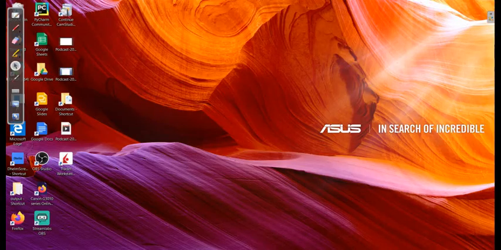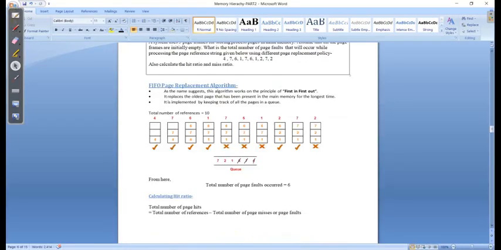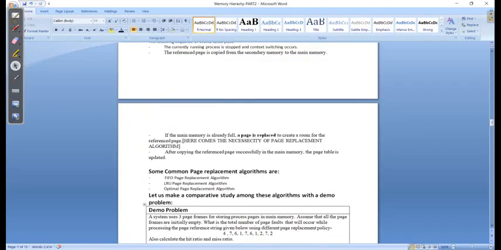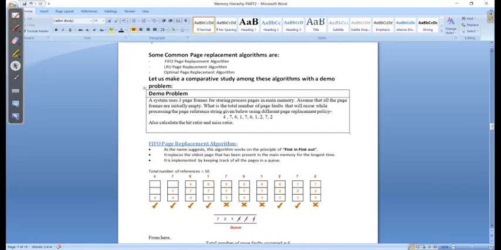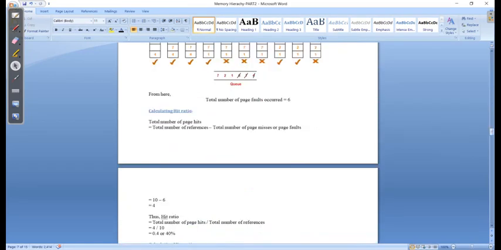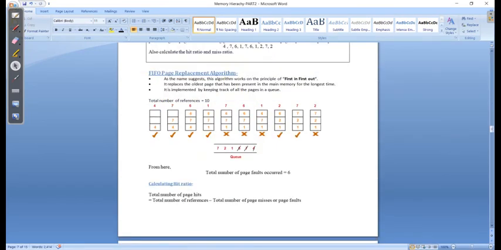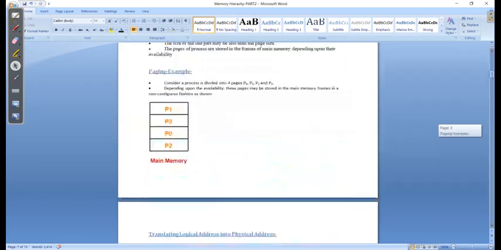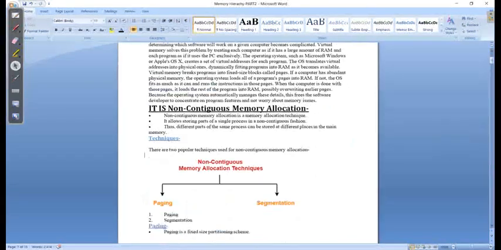Hi guys, I will try to explain to you the page replacement portion of this note, which I believe is a little difficult to understand. Otherwise, the entire note is self-explanatory. Now, to understand how these page replacement algorithms work, let me go back to the beginning of this material.